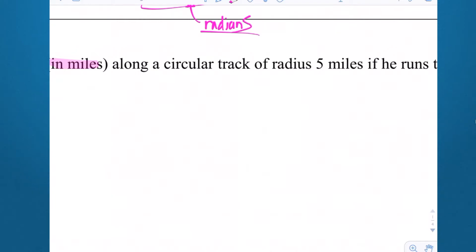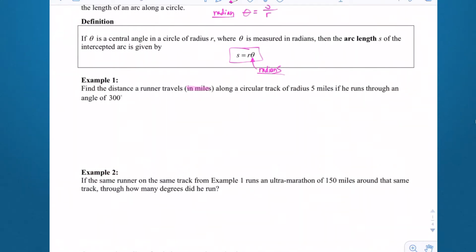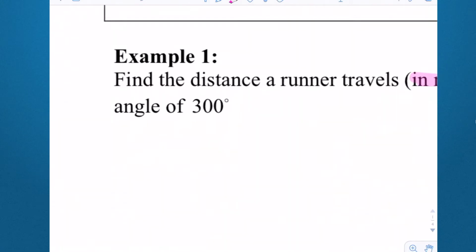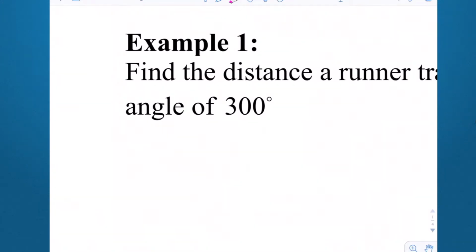He's running around a track that has a 5-mile radius, okay? But here's the thing. He doesn't even complete a lap. He's only running through an angle of 300 degrees. He can't even make a complete lap around the circle, right? Now, before you laugh at him for not being able to make a complete lap, your job is to figure out how far did he actually run in miles, okay?